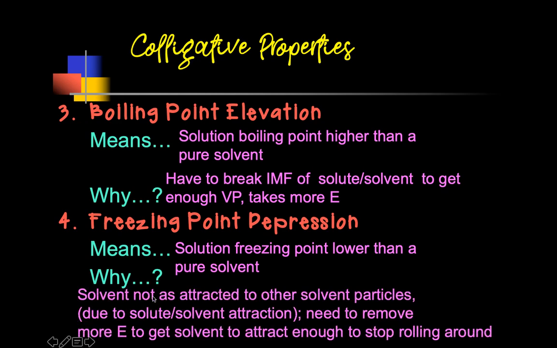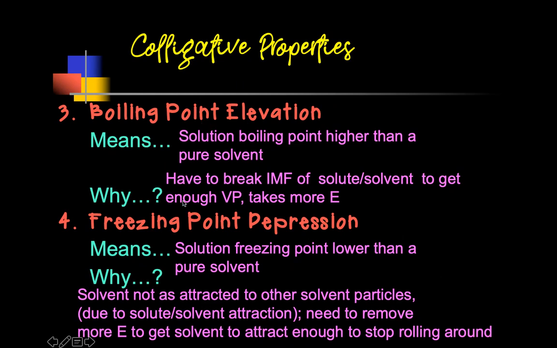So the solvent is not as attracted to other solvent because it's attracted to the solute. So if you're trying to get the solvent to freeze, meaning it needs to attract to other solvent, you need to remove more and more and more energy so that solvent will attract enough to other solvent and stop rolling around with the solute. Think about what I just said. So to get something to freeze, the solvent and the solvent has to attract. But the solvent is already attracted to the solute. So you have to slow it down way, way, way, way more. You're taking away more and more energy, meaning the freezing point is getting lower and lower and lower so that the solvent and other solvent particles will attract enough to stop rolling around like a liquid.